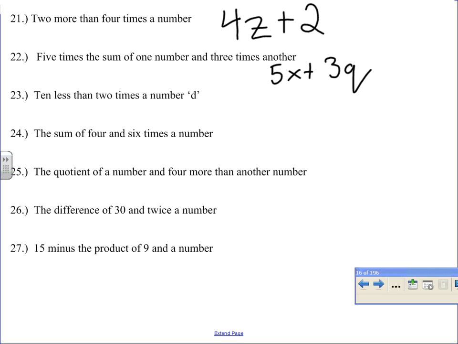So 5 times the sum. So we have 5 times the sum of one number. So this one number is going to be something random, okay? So 5 times this number, the and here means that's where we need to put the plus sign. And so plus 3 times another. Of course, the another means pick another variable. This one is very confusing. So 5 times the sum of one number and put our plus sign there. So 5 times something plus 3 times another number.